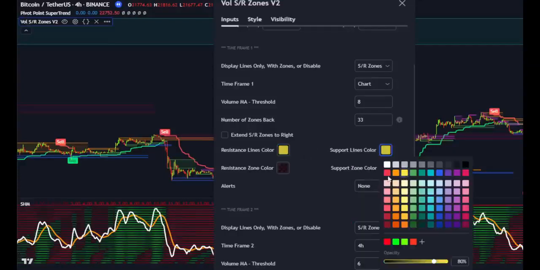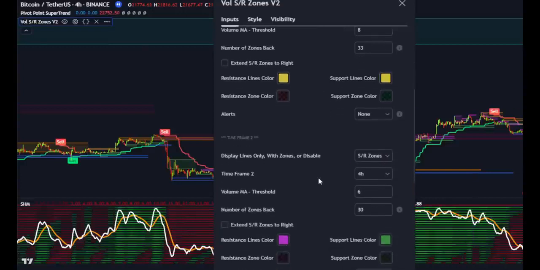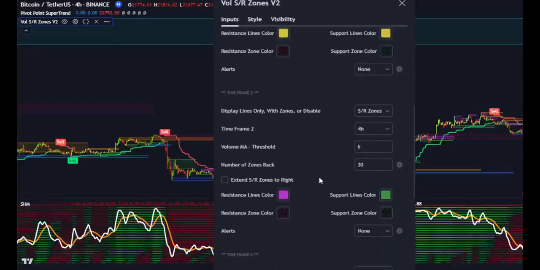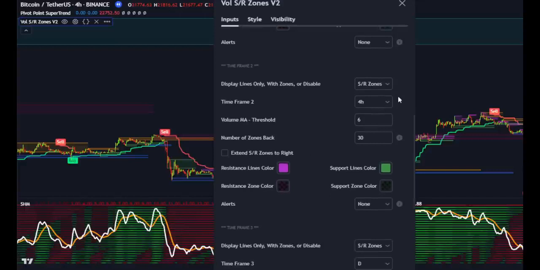Now we go to time frame 2. Here we are going to put twice our current time frame, that is, 8 hours. And in the same way as in the first time frame, we are going to change the volume MA threshold from 6 to 8. And the number of zones back from 30 to 33. And the color will be different from time frame 1. We will choose green.